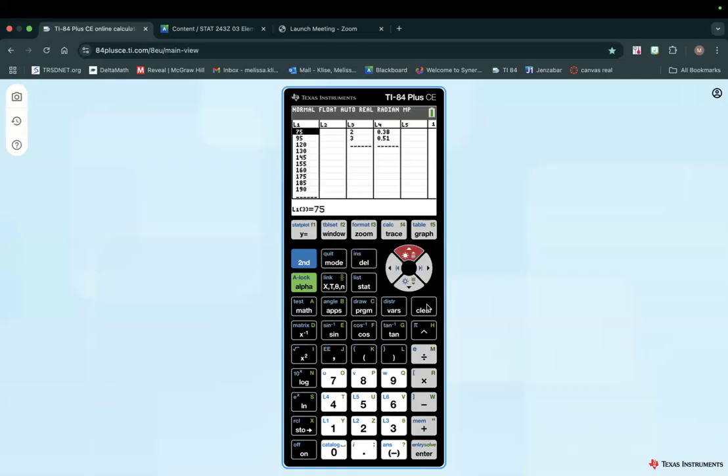Going back up to my Y values. You should be able to see all but the last one of the X values. The last one's 190.